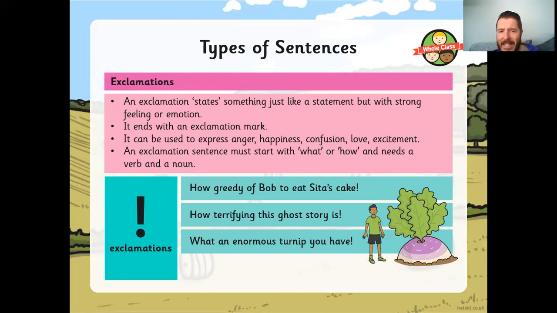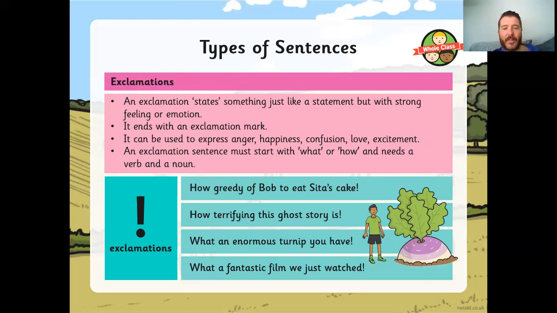The story is Sita's cake. It's a bit of a funny order. And what a fantastic film we just watched. Now, if that was a statement, we'd say, we just watched a fantastic film. But we have to muddle it about a bit. What a fantastic film we just watched.